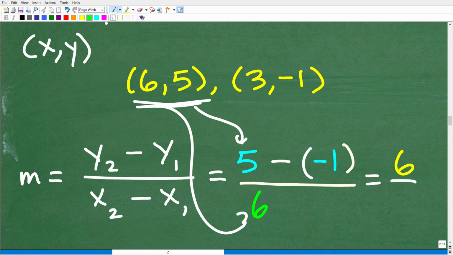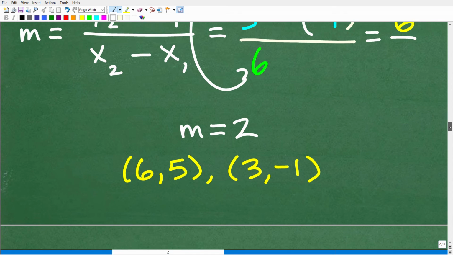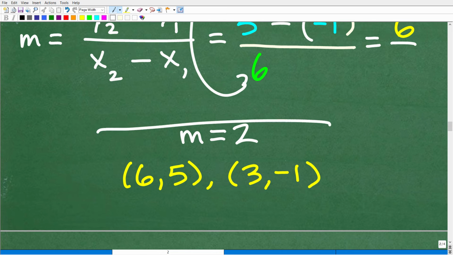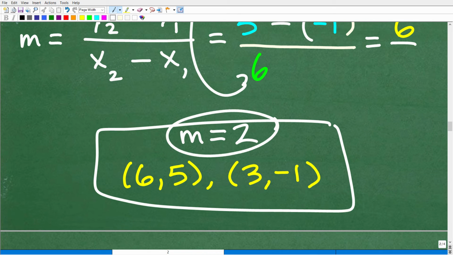Okay, so again, this problem has a plethora of little algebra tips and such, but the bottom line is that the slope between these 2 points, a line that runs through these 2 points, the slope is 2. And we need the slope at either one of these points. We can use this point or this point, doesn't make a difference, but we just need the slope. Now we have enough information to find the linear equation. And of course, I'm going to get into that right now.